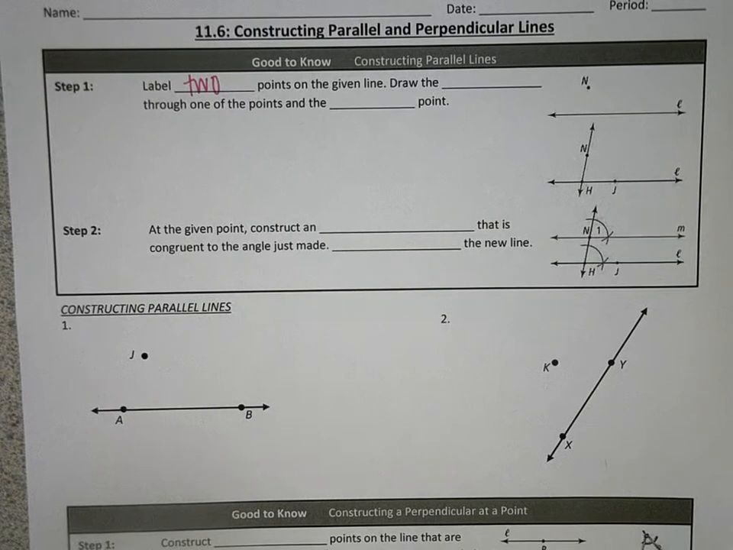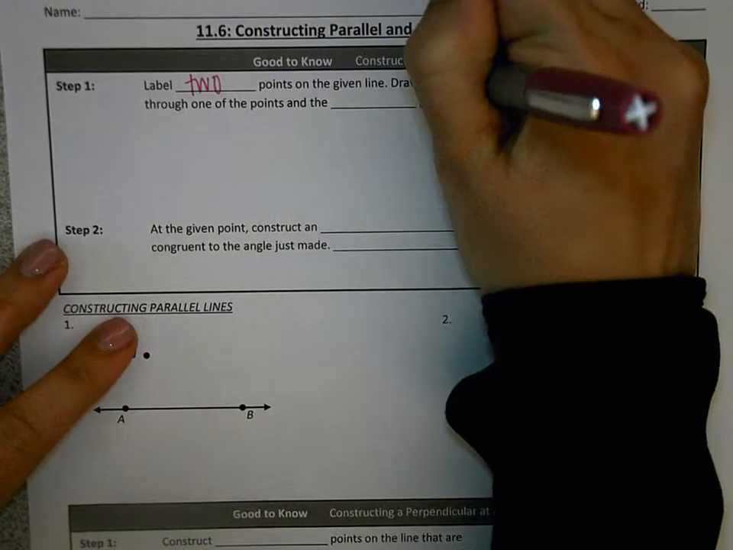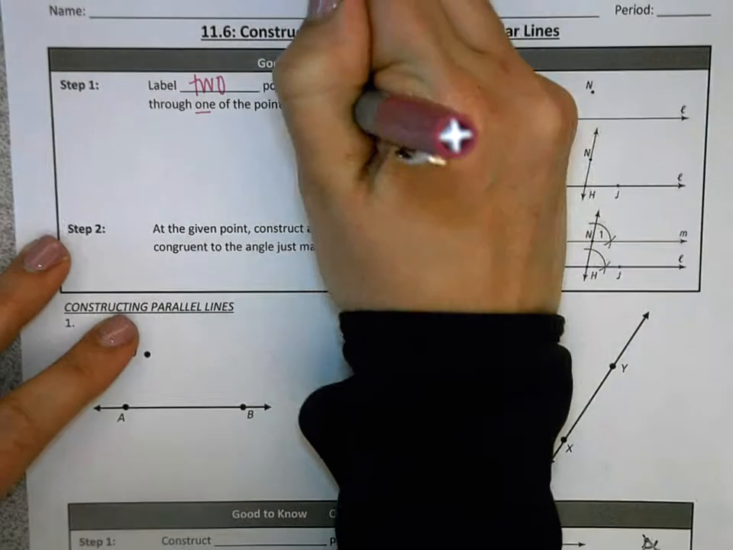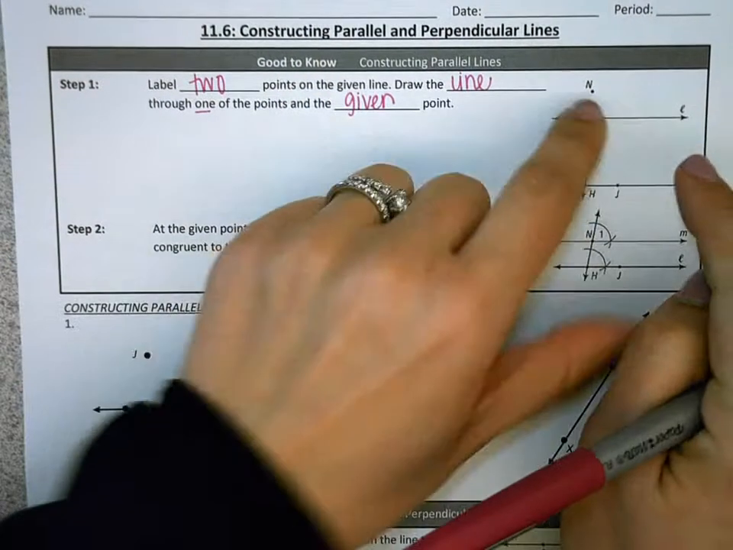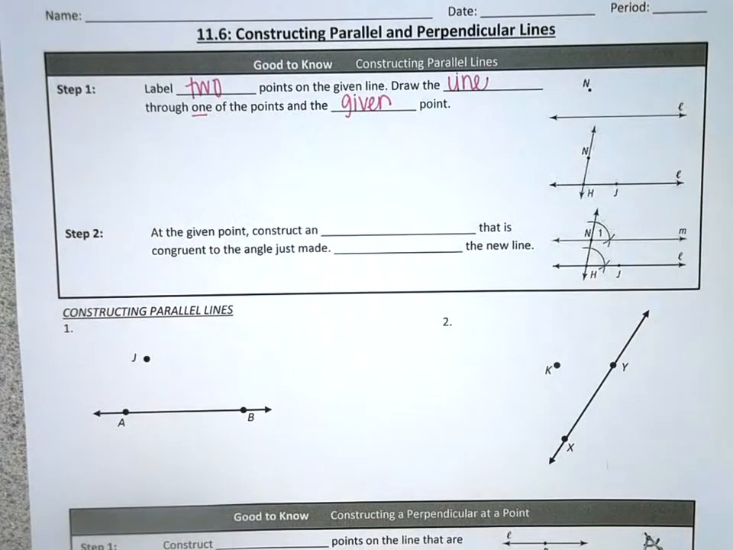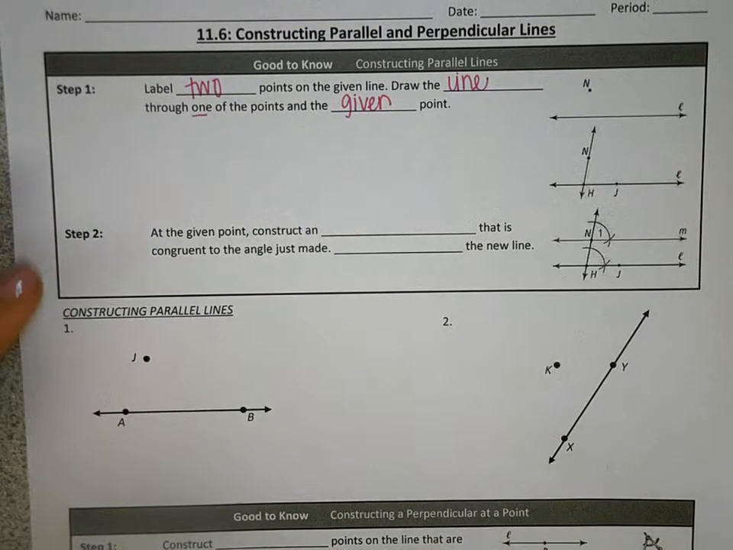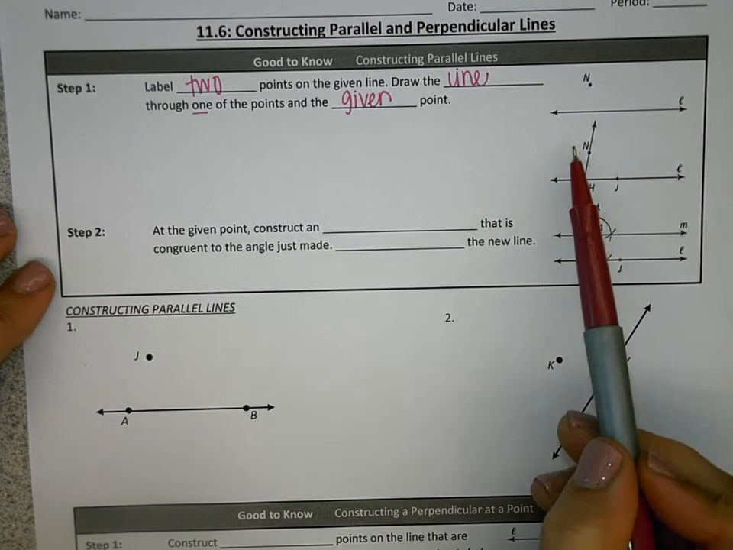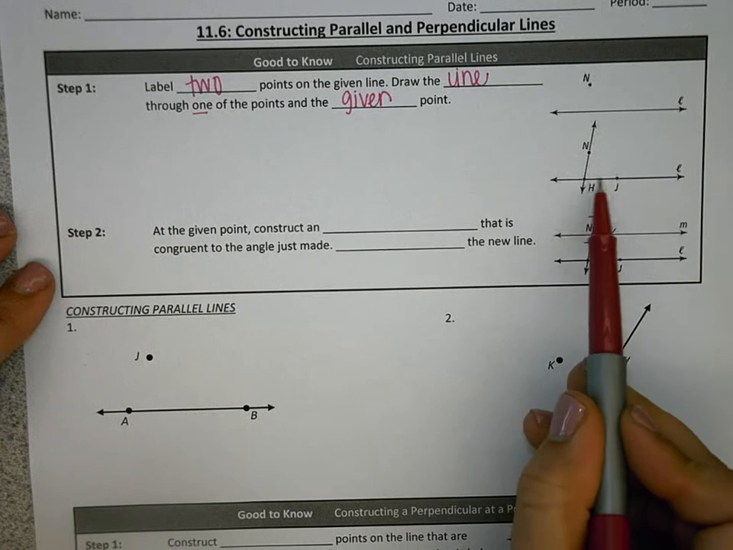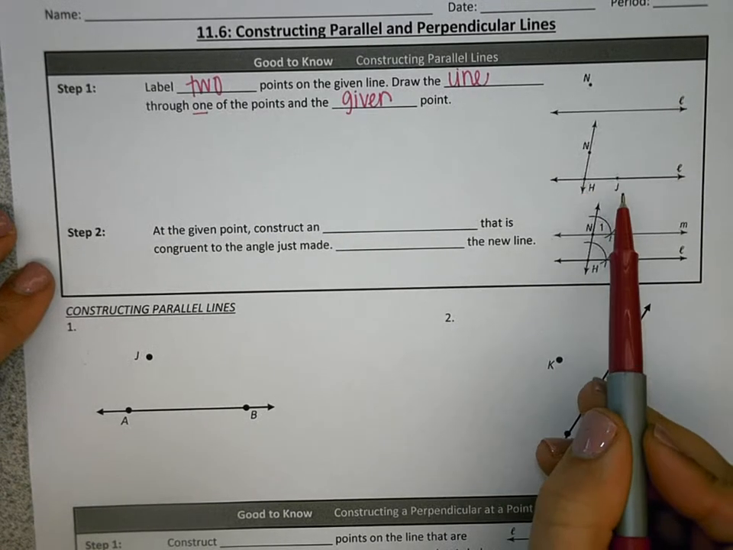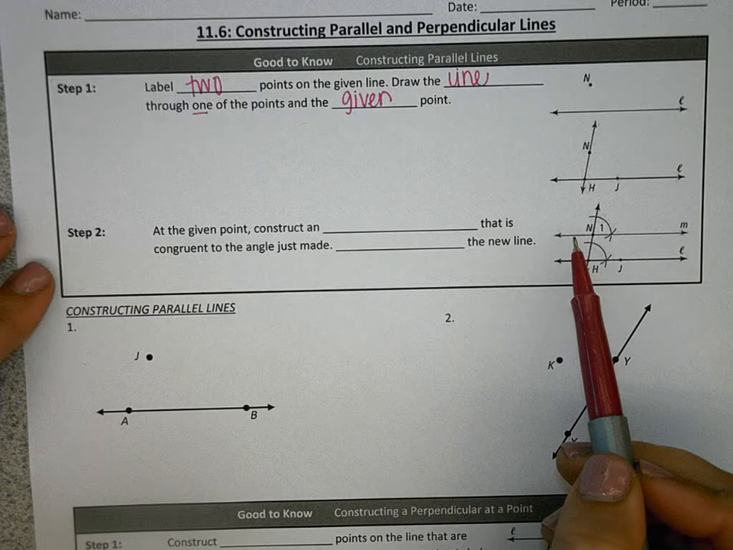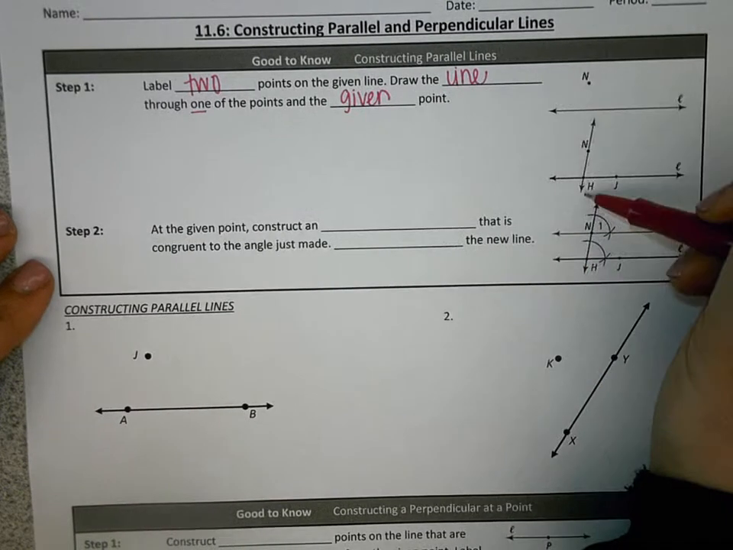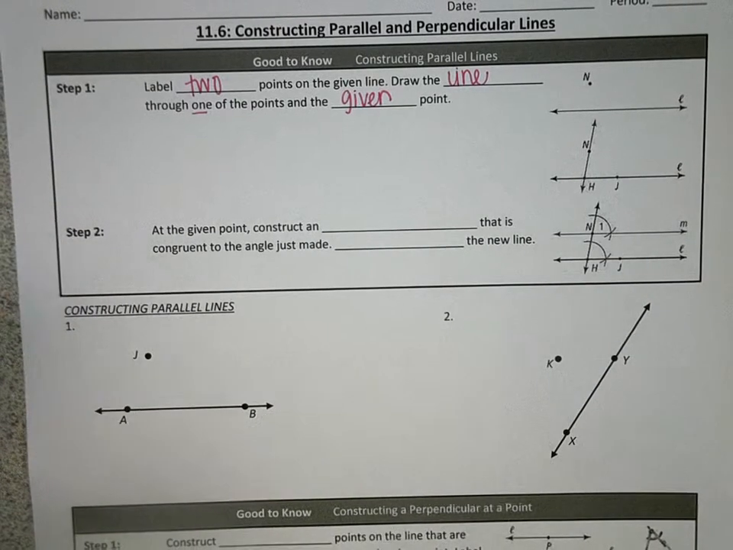And what you're going to do is draw the line that goes through just one of the points and the given point. When I say the given point, I mean the point off the line. It's going to say construct a line that is parallel to line L through point N. So you're going to make 2 points on line L unless they're given to you already. Parallel does not have to be perpendicular. And you're going to draw a line through one of those points and the point that's off the line.